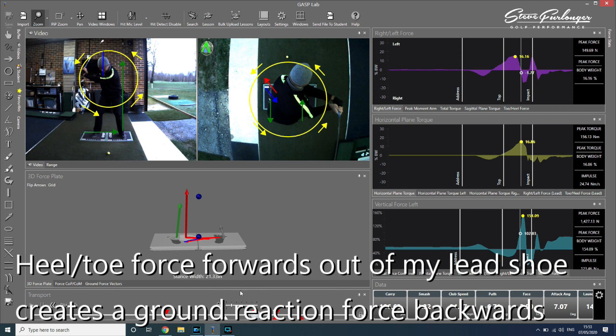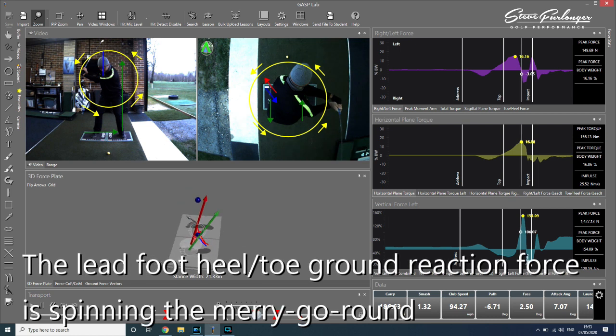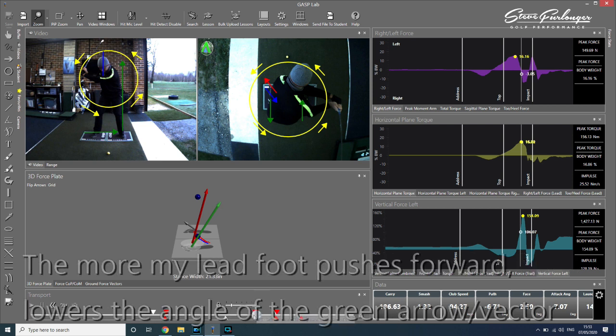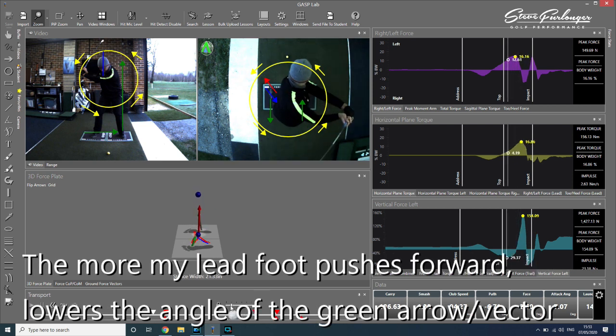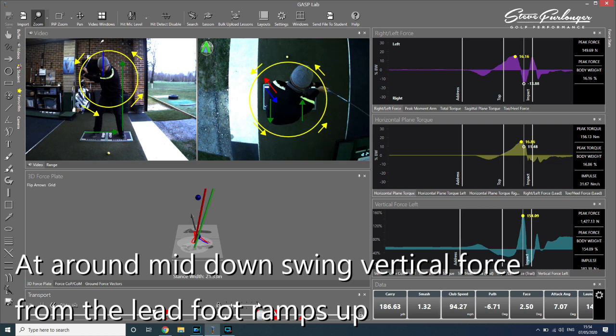As I start to move down and get towards halfway down at lead arm parallel at P5, we can really see that those two AP forces are starting to really push this arrow and drop this arrow down towards the ground. You can see that in this move here as I ramp that up and really drive it forwards from my lead side.